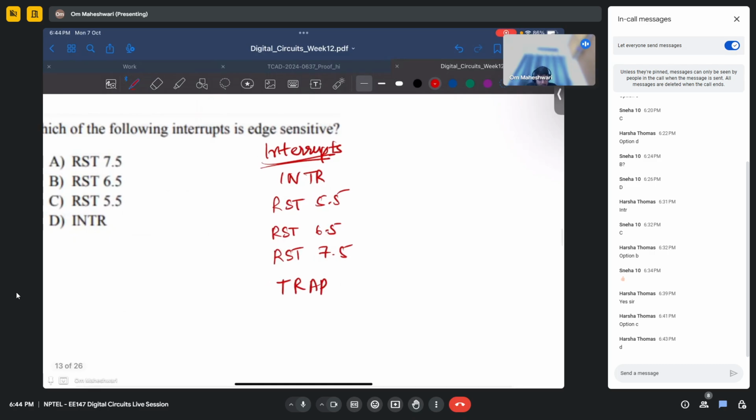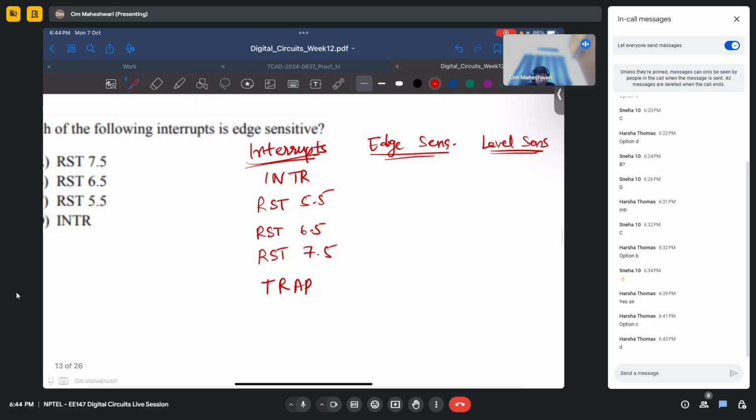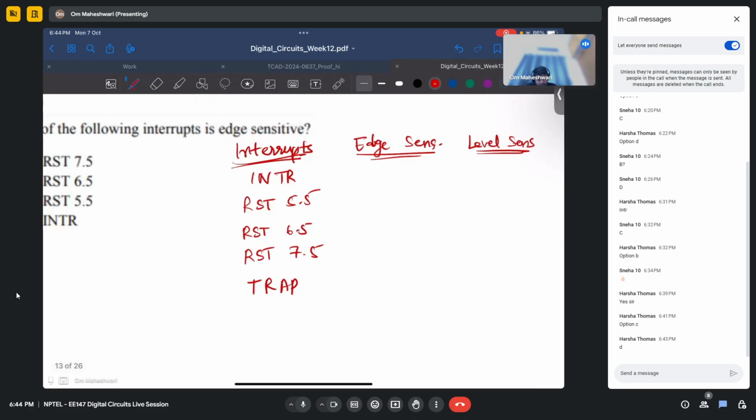Let me write here: edge sensitive and level sensitive. Among these, INTR is not edge sensitive, it is level sensitive. RST 5.5 is level sensitive. 6.5 is also level sensitive. 7.5 is edge sensitive. And TRAP is both edge and level sensitive.